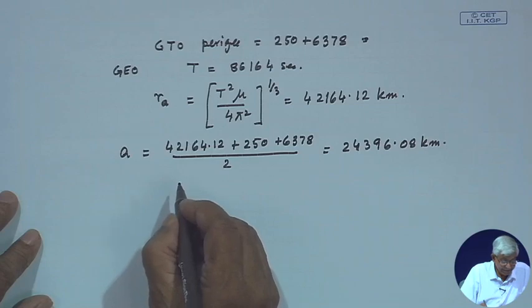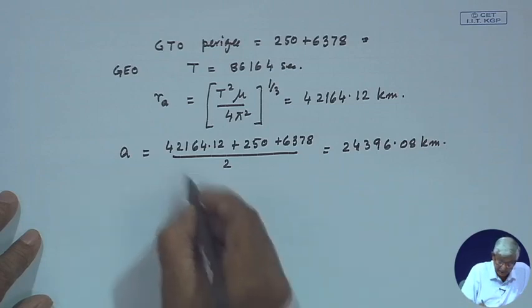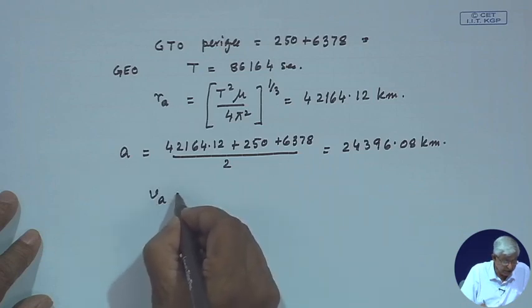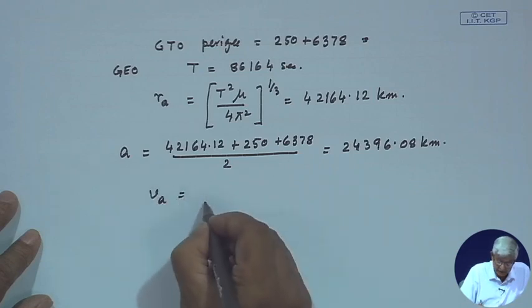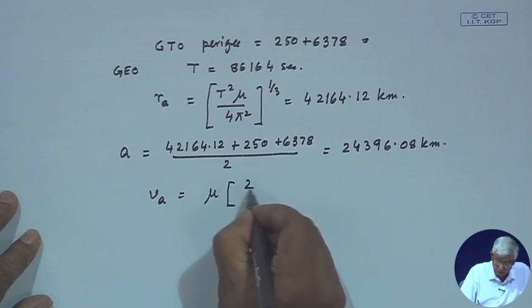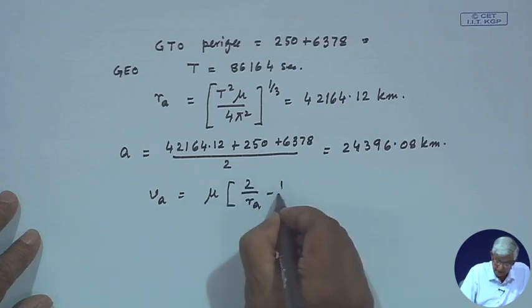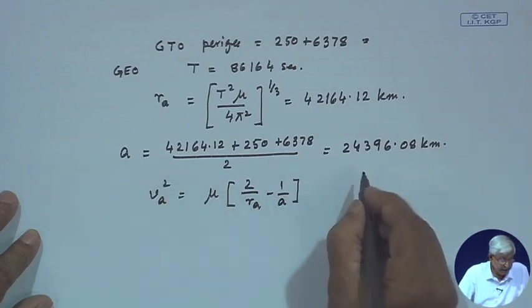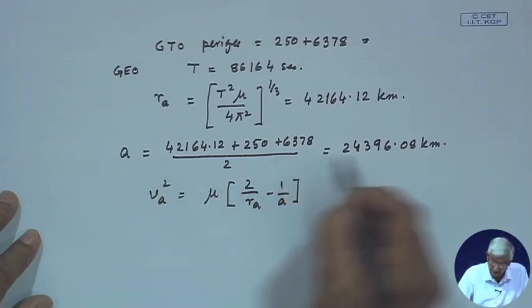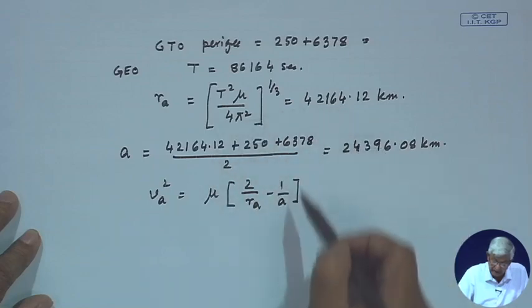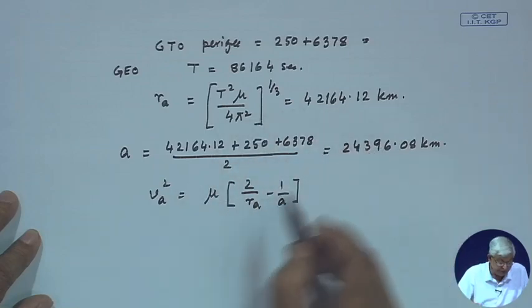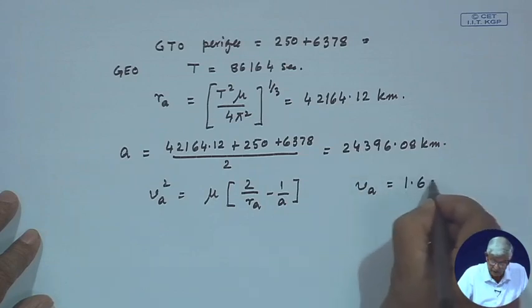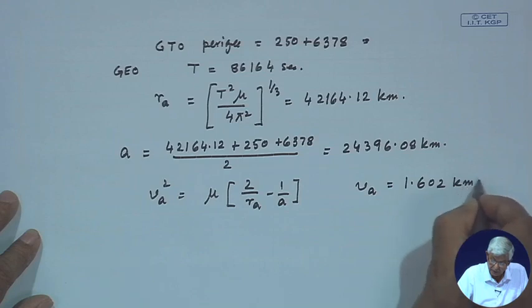And then the velocity at apogee is given by V A square equals mu into (2 by R A minus 1 by A). So, V A from this value of R A and A, which you have already got, and mu is known, V A comes out to be 1.602 kilometer per second.